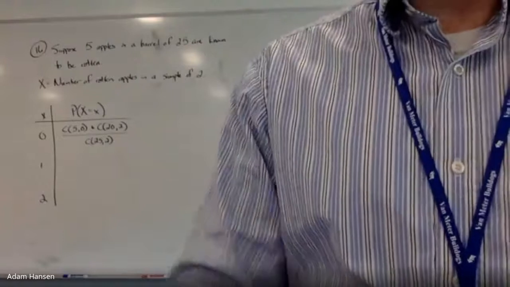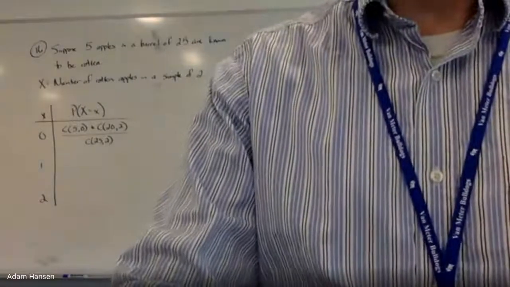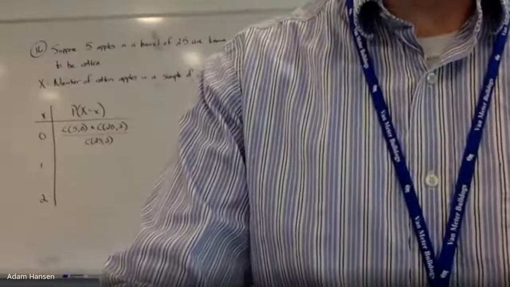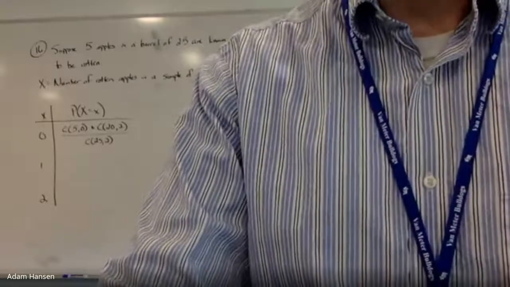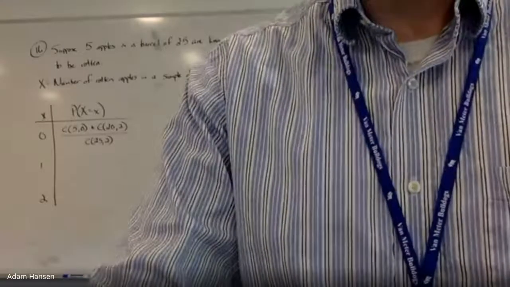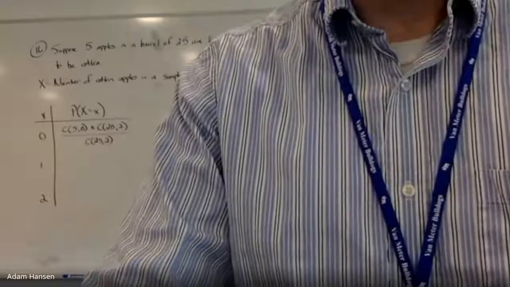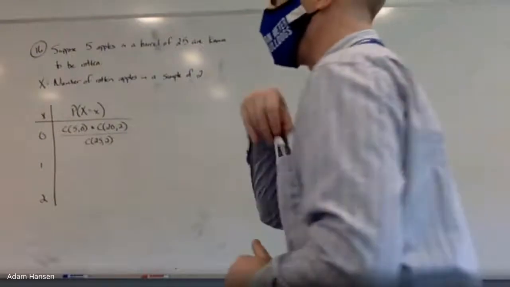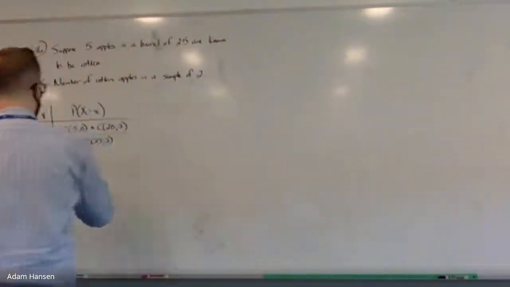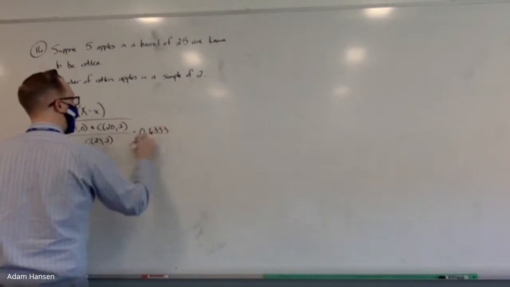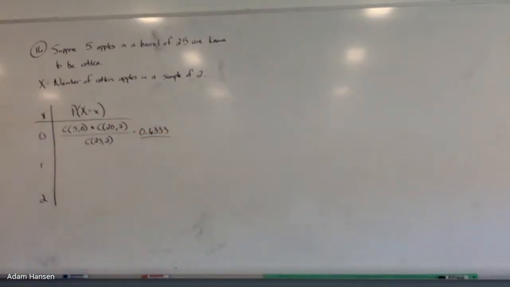Okay, so if I grab my calculator here, nCr 5 choose 0 times nCr 20 choose 2. I get 0.6333. About a 63 1/3% chance that I get 2 good apples. Okay, let's move down to the next row in my table.